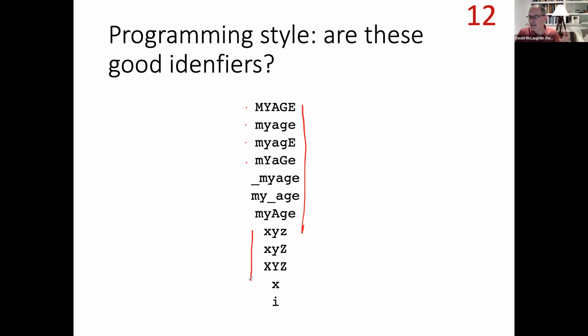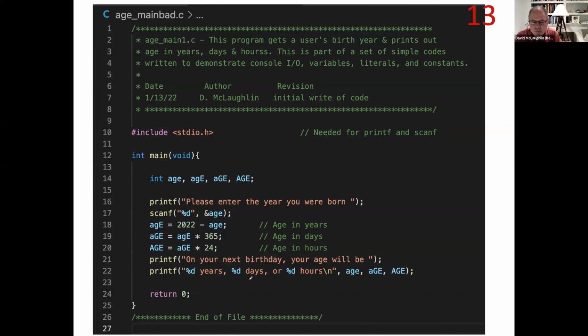Which of these are good identifiers? Which one should you use? Which one shouldn't you use? They're all valid. Let's talk a little bit about why you might use one naming convention over another.